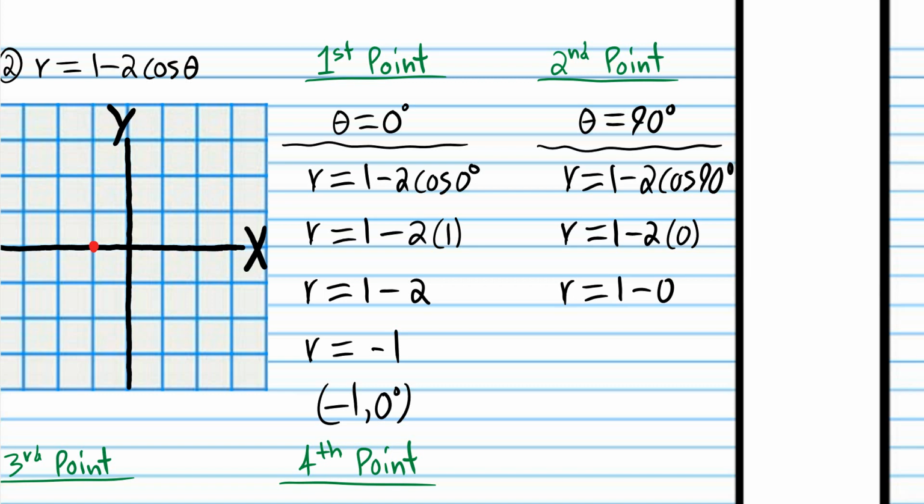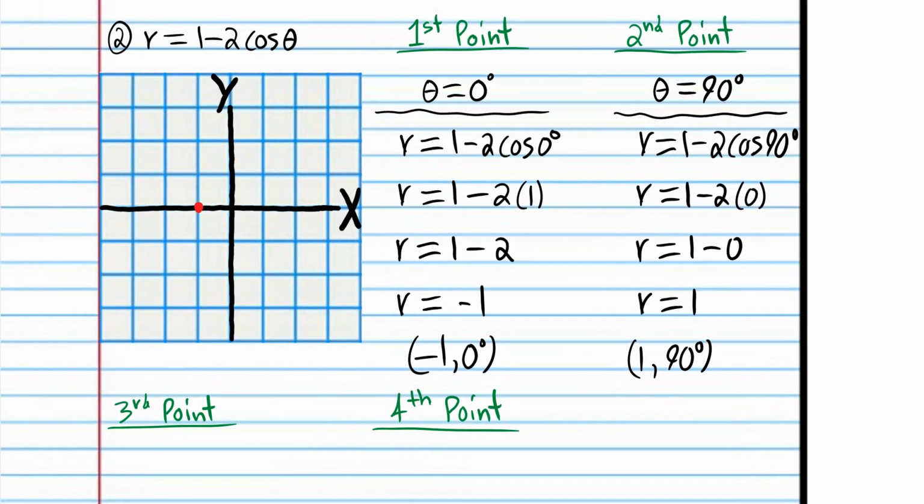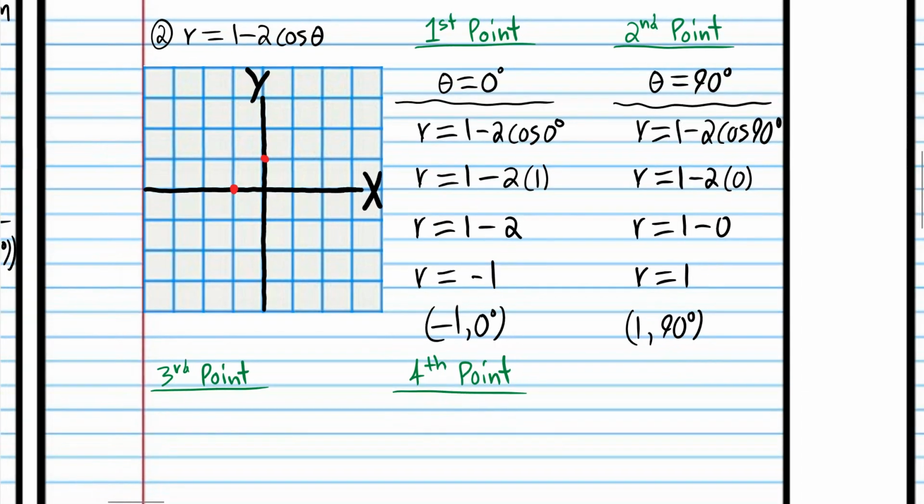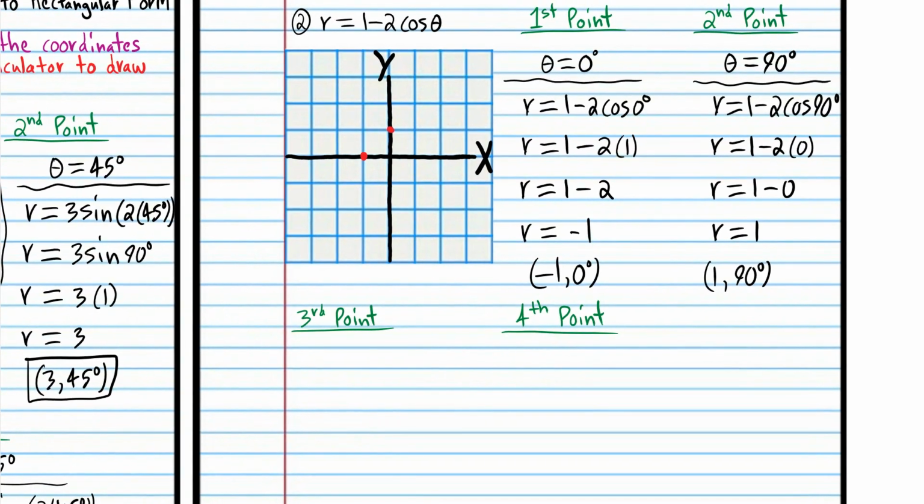So r is equal to 1. So the point that we're looking for is 1, comma, 90 degrees. So now we're going to count out 1 unit to the right, and then we're going to rotate up. So 1 to the right, and then rotate up, and then we're going to get to there. So that's another point. So now all we have to do is graph 2 more points, and then draw the graph, and we'll be done.